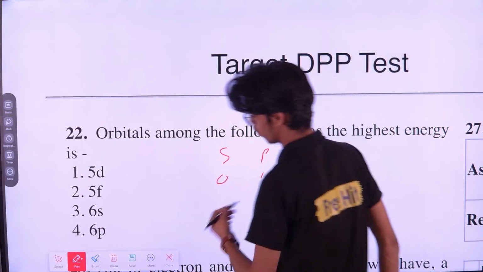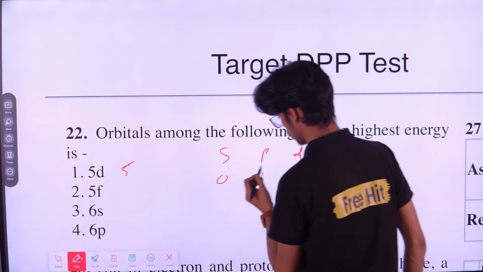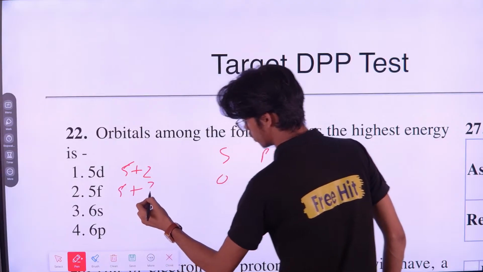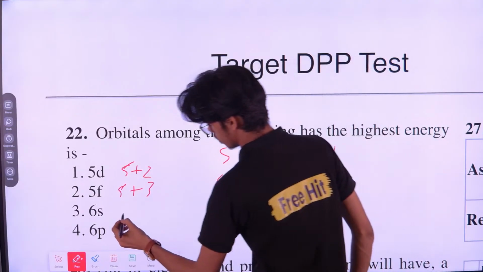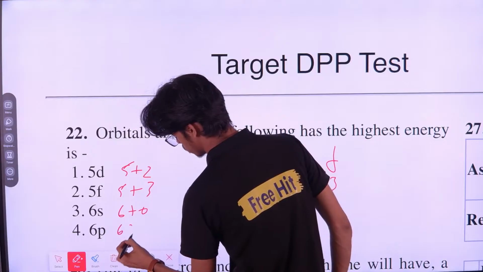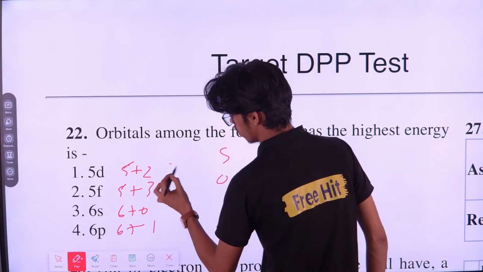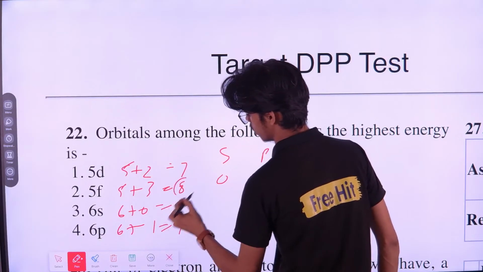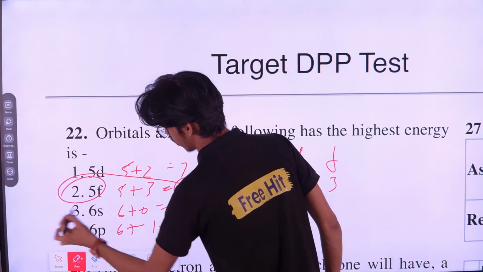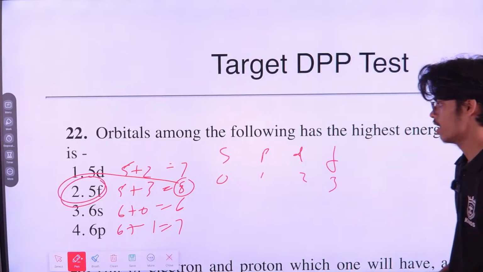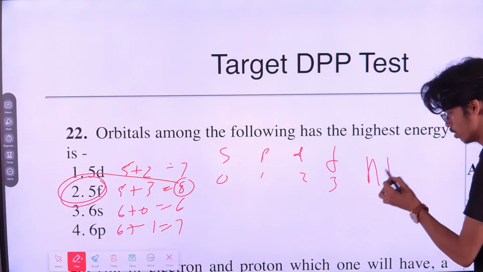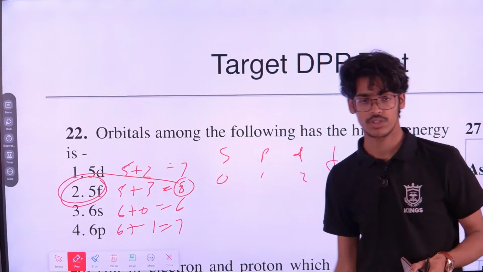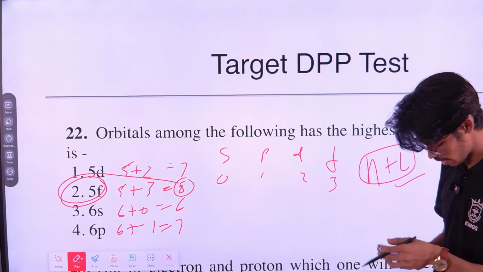I'm just writing, so no need to convert. 5 plus 2 for d, 5 plus 3 because f is 3, 6 plus 0 and 6 plus 1, p is 1. That gives 7, 8, 6, 7. This one is the highest, so it will have the highest energy. Always remember the n plus l value should be greatest. It is directly proportional to the energy possessed by the orbital.